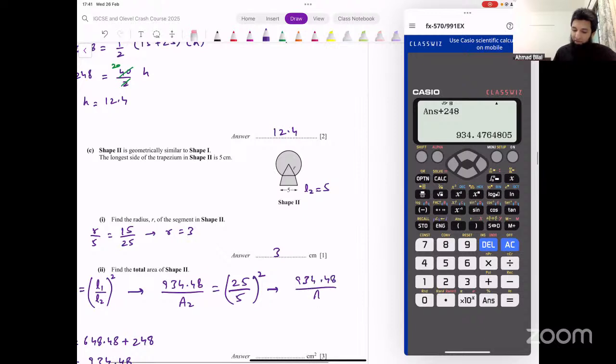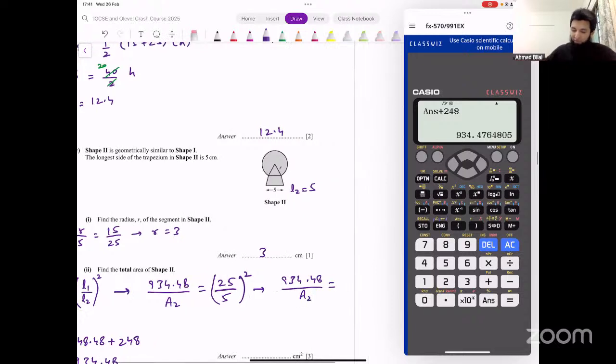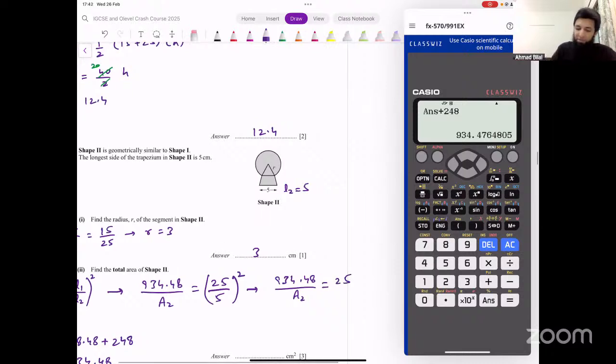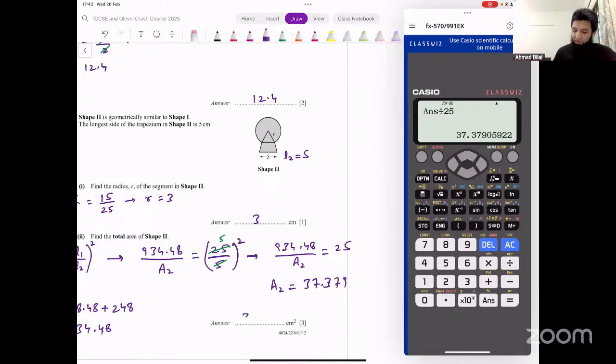934.48 divided by A2 equals 25 over 5, which is 5, and then 5 squared is 25. On the right side, we would just be left with 25 when you evaluate this. That's 5 squared, that's 25. And then you can find the value of A2, that's the second area. That will be this number divided by 25. And that's 37.379. Rounded off to 3 significant figures, that would be 37.4. That's the area that we were looking for.